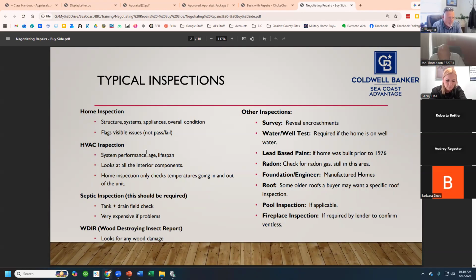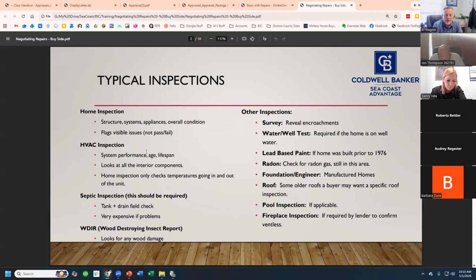When you have an inspection on a home, I usually suggest an HVAC inspection also. They look at the performance, the age, the lifespan. They look at all the interior components of the unit itself, the contactors, things like that, the compressor. And a home inspection, again, they only check temperatures going in and out of the unit.